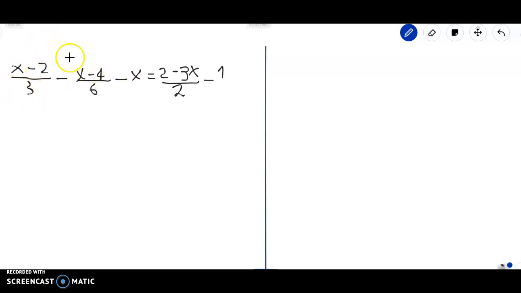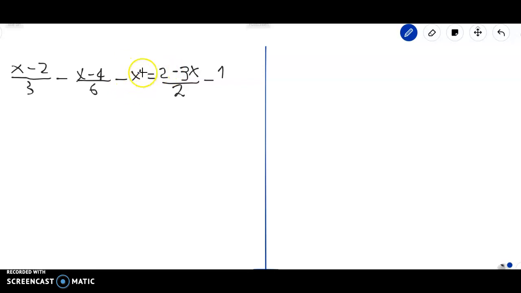So here we have (x minus 2) over 3 minus (x minus 4) over 6 minus x equals 2 minus (3x) over 2 minus 1. So what is the first step in this equation? Here we can start by adding the denominators to the variables alone.